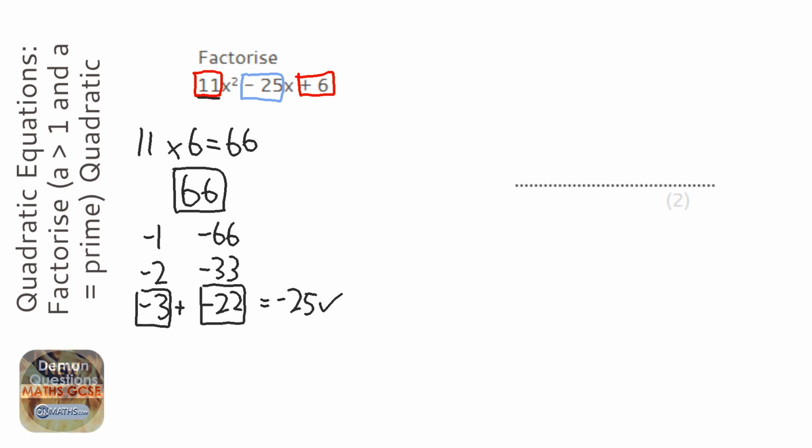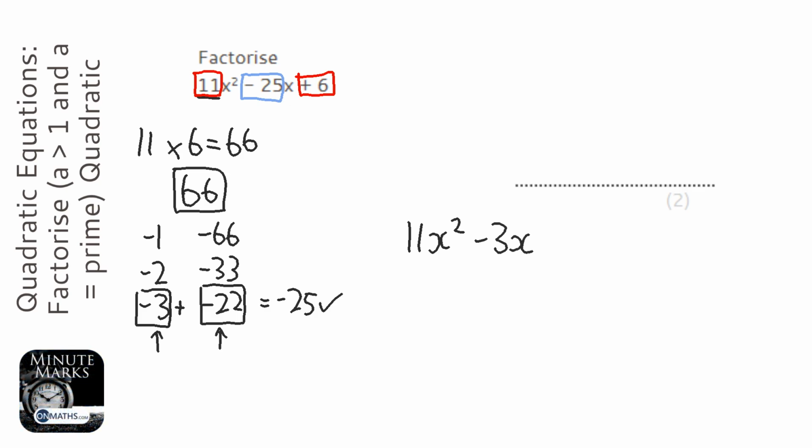Now what I'm going to do is rewrite the question, just completely rewrite it, but instead of minus 25x, I'm going to write minus 3x minus 22x. So 11x squared, same as before, but instead of that minus 25x, I'm going to write minus 3x minus 22x. And then I'm just going to add the plus 6 at the end. Now you could have done this the other way around, but it doesn't matter which way around you do it.